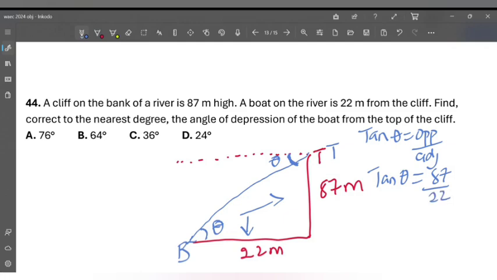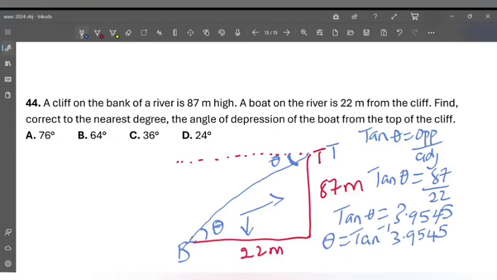So if I punch that in my calculator, 87 over 22, tan theta will be equal to 3.9545. It therefore means that theta is equal to the tan inverse of 3.9545. So when I punch my calculator for tan inverse of 3.9545, I get 75.81 degrees, which is approximately equal to 76 degrees. So this angle of depression here is 76 degrees, option A.